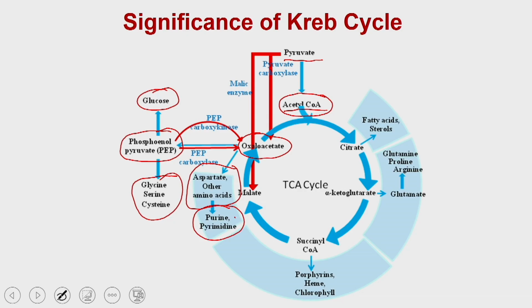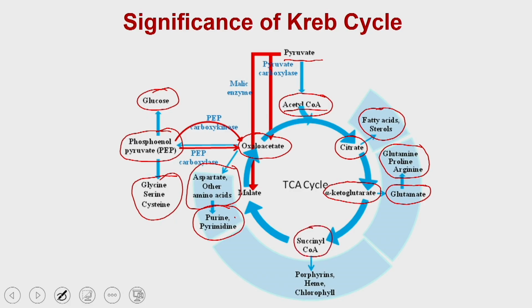Similarly, the citrate synthesized in the Krebs cycle is utilized for the biosynthesis of fatty acids as well as sterols. Similarly, alpha ketoglutarate is used to synthesize glutamate, and glutamate ultimately produces different types of amino acids, which are glutamine, proline and arginine.